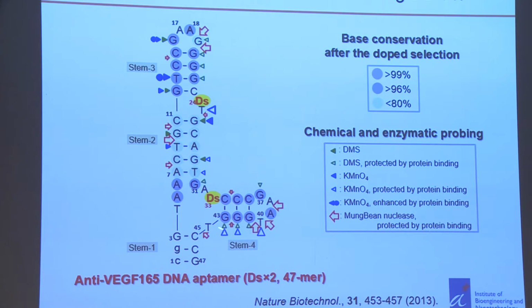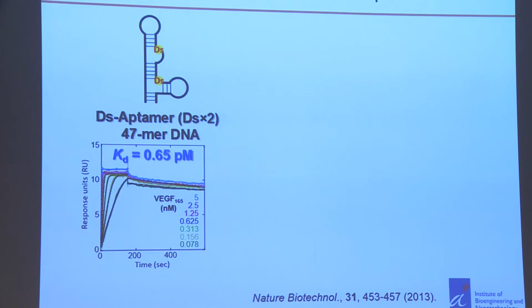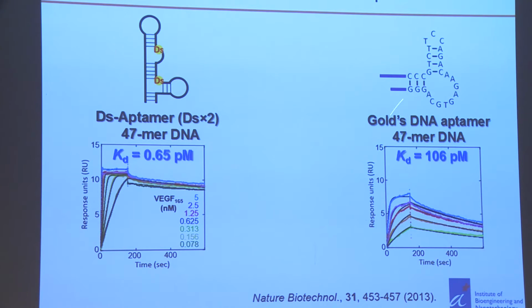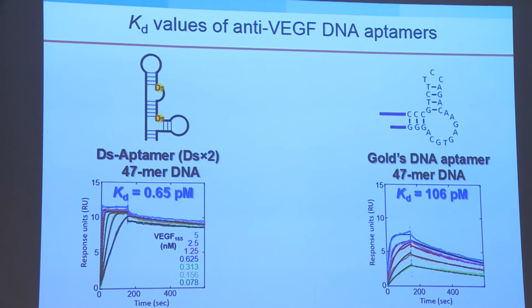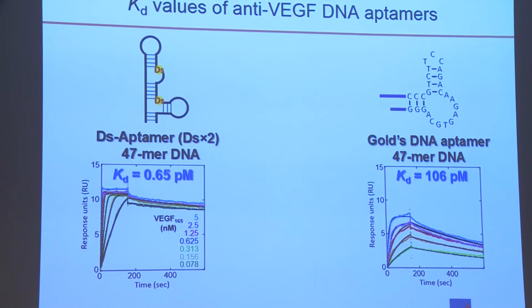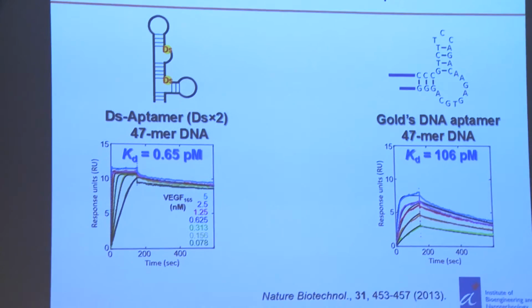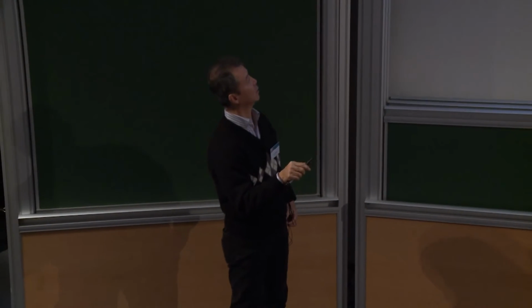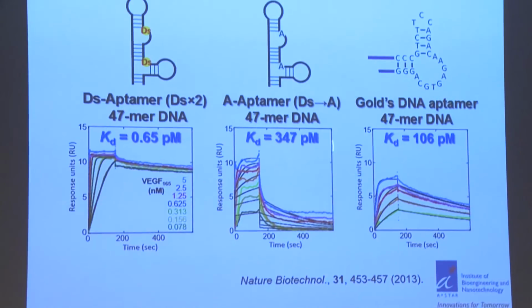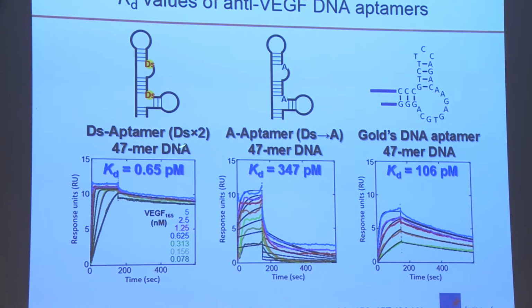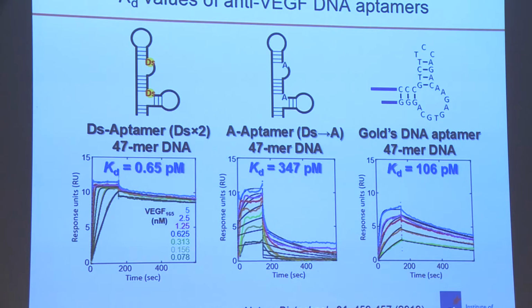It has 47 nucleotides, and only 2 unnatural bases exist here and here. The KD value is less than 1 picomolar. In the same conditions, the Larry Gold DNA aptamer is 100 picomolar. So only 2 unnatural bases increased the affinity by more than 100 times relative to the conventional DNA aptamers. Then we replaced the DS base with A, because the DS base is often replaced with A during PCR amplification, so we also made an A mutant. In this case, the KD value is 300 picomolar. So only 2 unnatural bases effectively increase binding affinity.